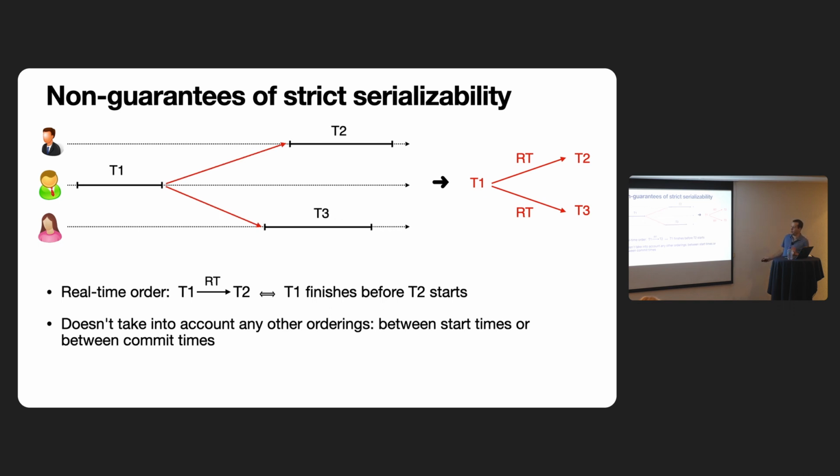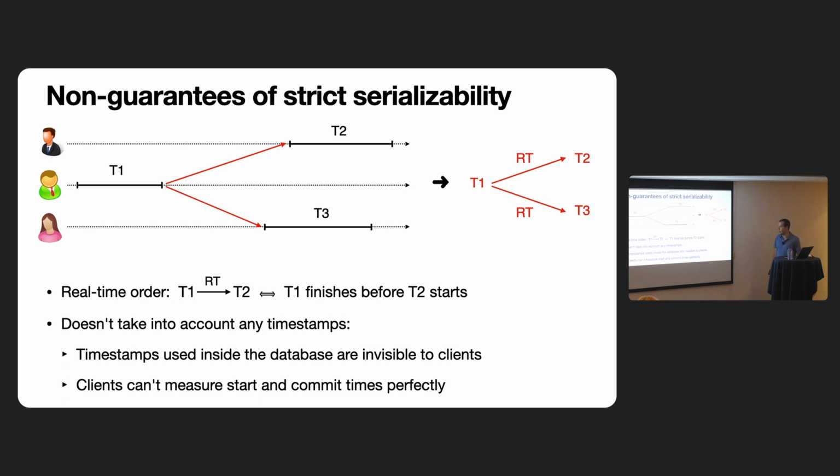If I flip this history so that T3 starts before T2, the real-time order relation stays the same. People might say this started earlier, so maybe you should get more up-to-date data. Not necessarily. Strict serializability doesn't guarantee anything like that, and in particular it doesn't take into account any timestamps. If you use timestamps inside your database implementation, for example with multi-version concurrency control, you can do whatever you want with them, as long as you guarantee this real-time order relation. The timestamps don't have to follow anything else.